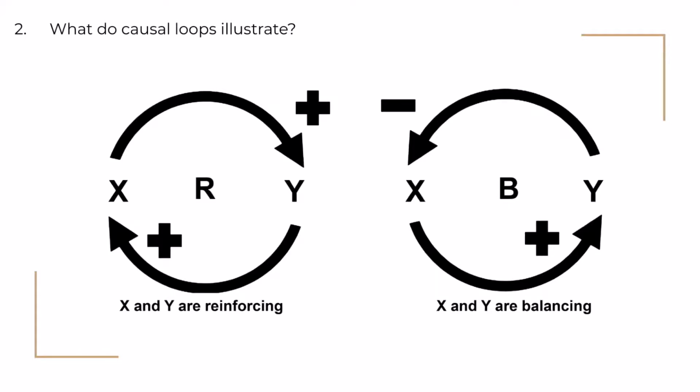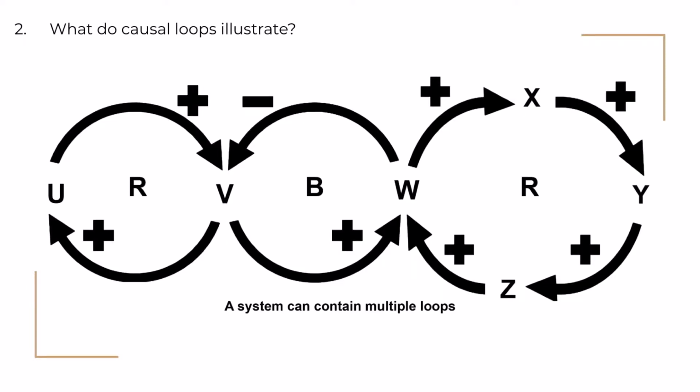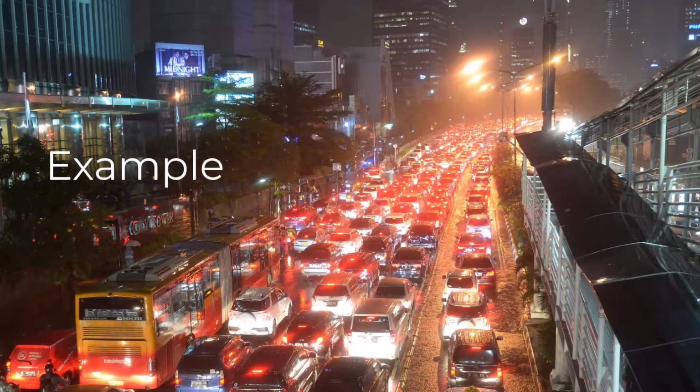On the other hand, a loop can be balancing, when two variables have the opposite effect on each other. In this case, X has a positive effect on Y, and Y has a negative effect on X, creating a zero-sum effect. One loop can contain multiple variables with different effects on each other, and a system can contain multiple loops.